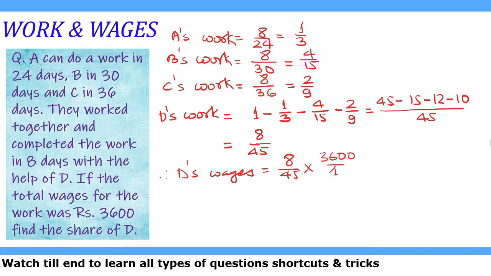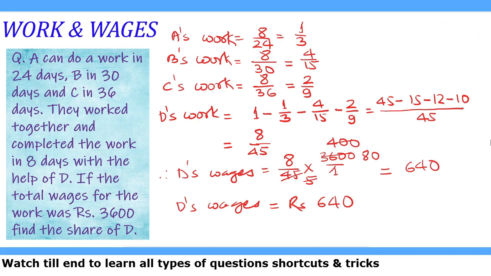So 9 divides 45 for 5 times and 9 divides 36 for 4 times and 2 zeros, that is 400. And 5 divides 400 for 80 times. And 8 multiplied by 8 is 64. And 8 multiplied by 0 is 0. So these wages are rupees 640. This way we can solve the questions very easily. If our logics and concepts are very clear, then the questions are very easy to us.